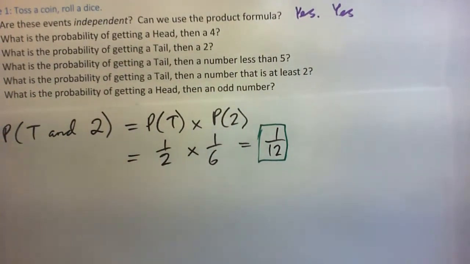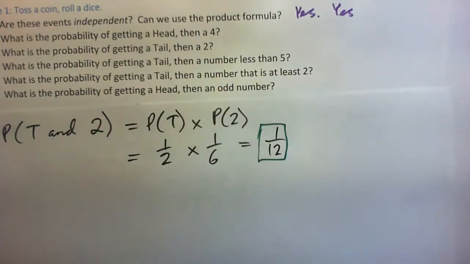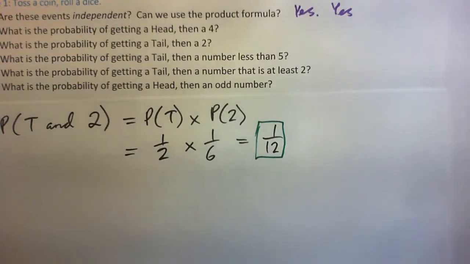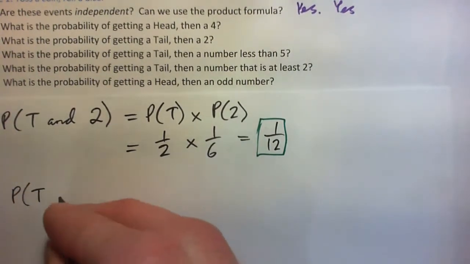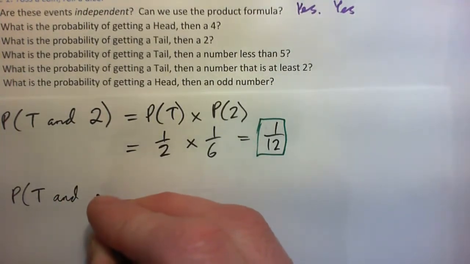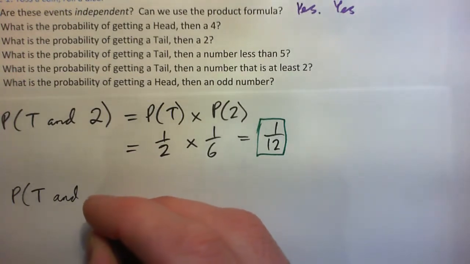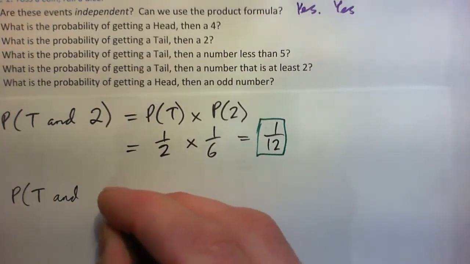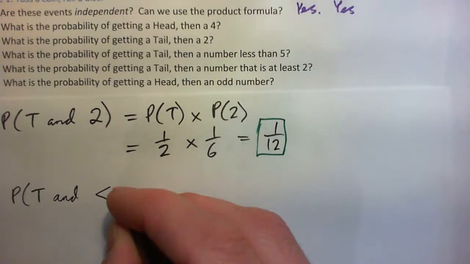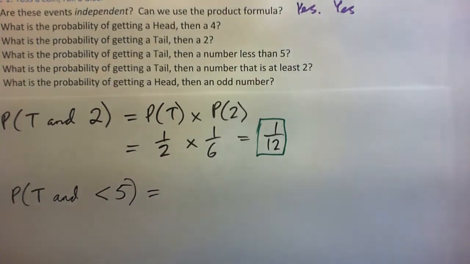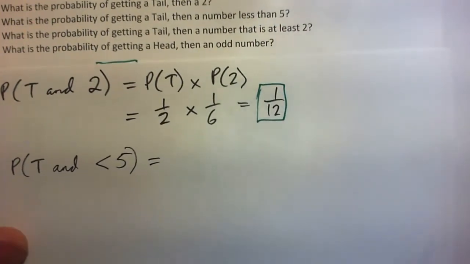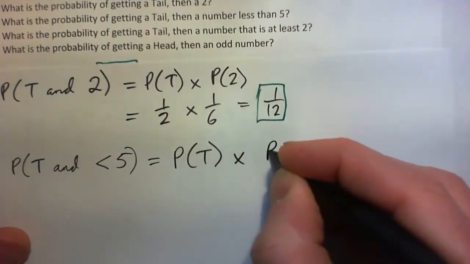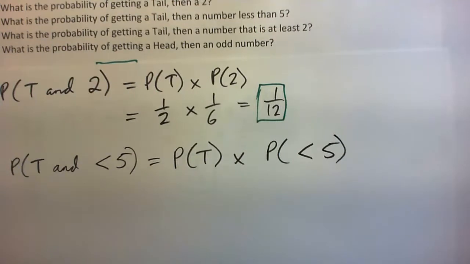Okay, so part D. Probability of getting a tail and then a number less than 5. So, probability of tail and number less than 5. How am I going to write that? I'm just going to go less than 5, something like that, just for fun. So that's the probability of your tail times your probability of getting a number less than 5. Now, both events are independent because the tossing of the coin has no effect on what number will be on the dice.